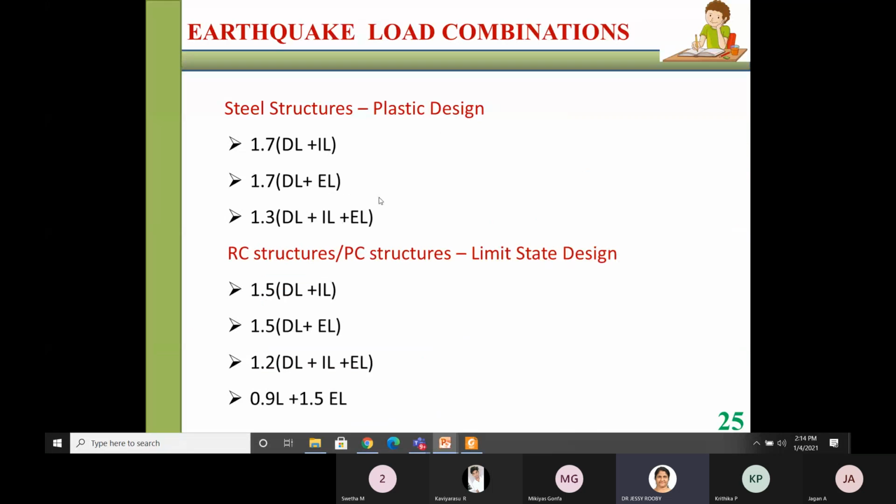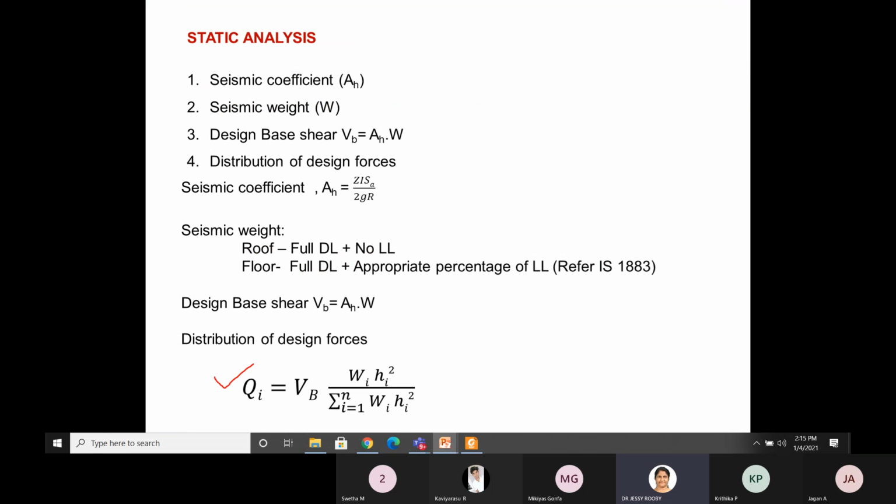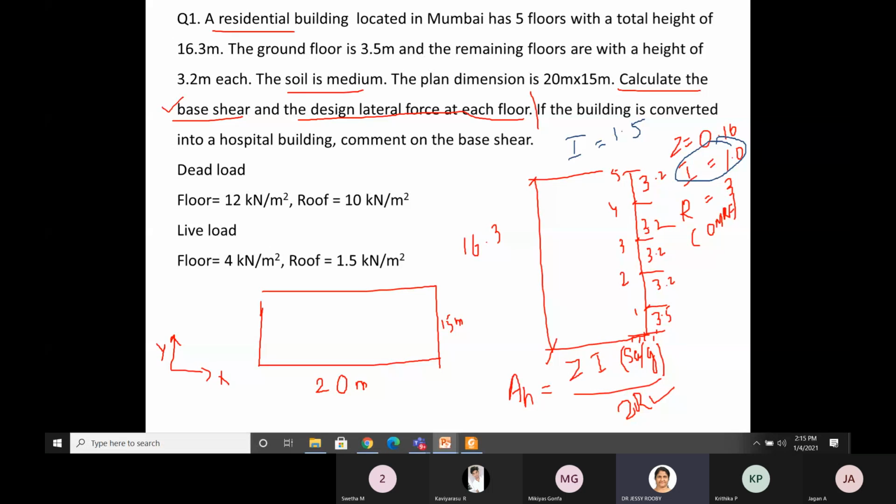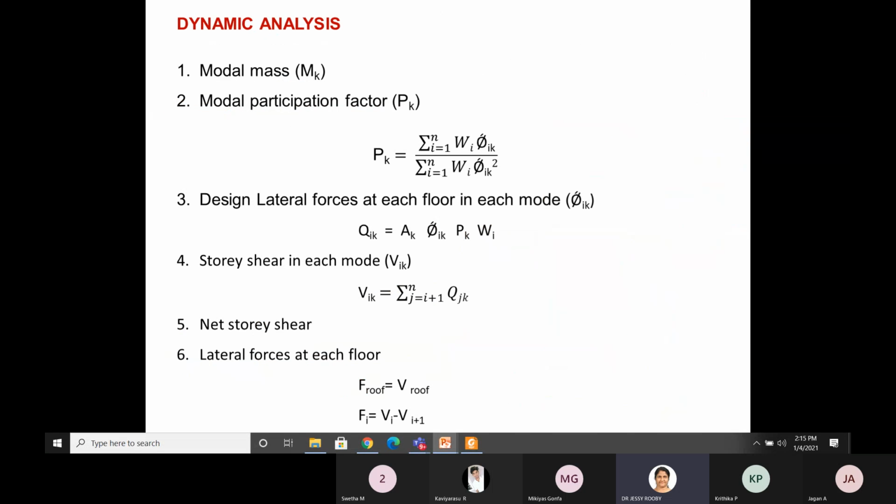Here you can see the load combinations: 1.5 dead load plus live load plus earthquake load. It's only that. How to calculate this earthquake load? That earthquake load, along with the dead load and live load combinations, you have to use to analyze the structure, and then you have to design the building. Is it clear?